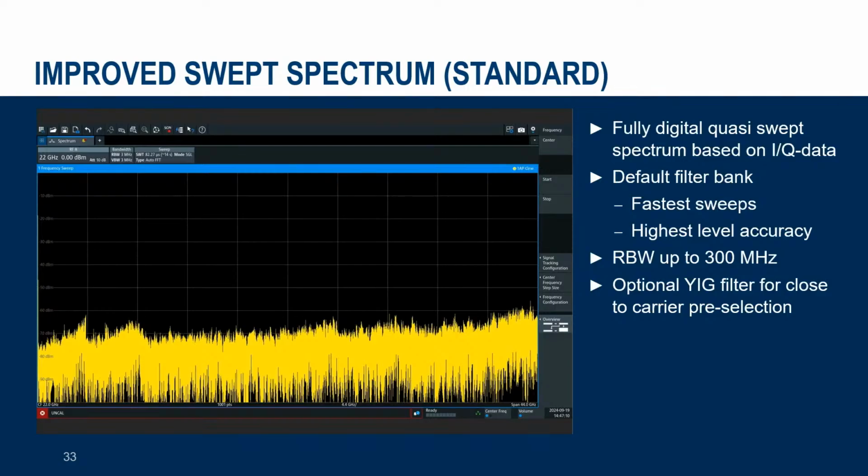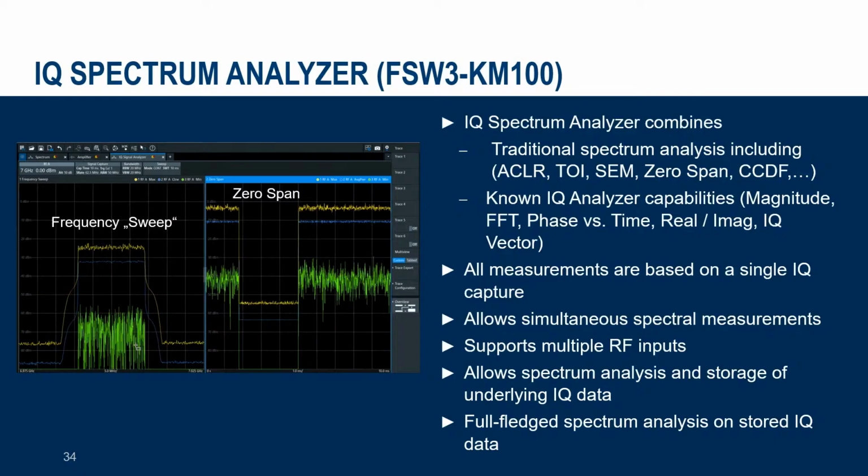In addition, we have a fully digital sweep in the FSWX, so really fast sweeps, much faster than standard signal and spectrum analyzers. The resolution bandwidth goes up to 300 megahertz, currently limited to 50 or 80 megahertz. We have an IQ-based signal and spectrum analyzer, so similar to the traditional spectrum analyzers, you can measure ACLR, third-order intercept, whatever, but all measurements are based on IQ data.